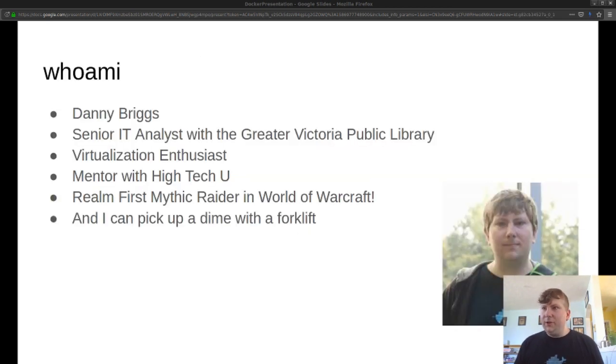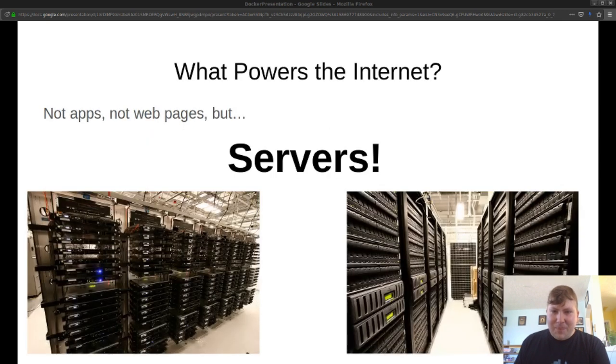So this is just a little bit about me. My name is Danny Briggs. I am a senior IT analyst with the Greater Victoria Public Library. I'm a longtime virtualization enthusiast, done lots of virtualizing of operating systems and applications in all kinds of different platforms. It's tons of fun. I'm a mentor with HighTechU. Been doing that for about a year and a half, 2 years now, I think. I'm a Realm First Mythic Raider in World of Warcraft, and I know how to pick up a dime with a forklift. Just some fun facts about me there.